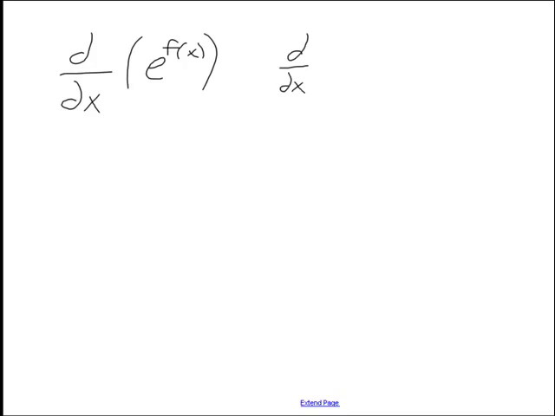So in this video I want to prove the derivative with respect to x of the exponential function e raised to some function of x. And to do so I want to start with the derivative with respect to x of e to the x, and then I'll use the chain rule from there to prove the other.